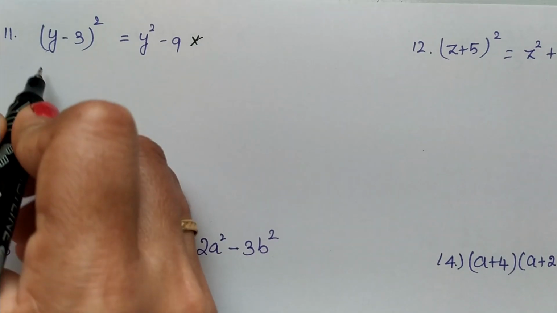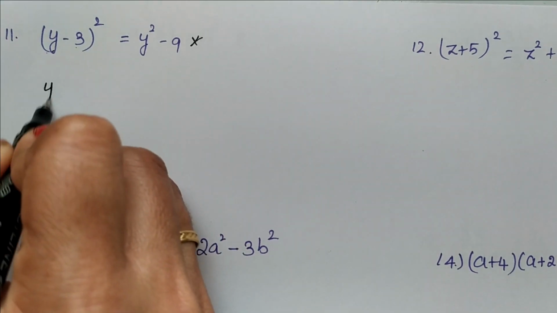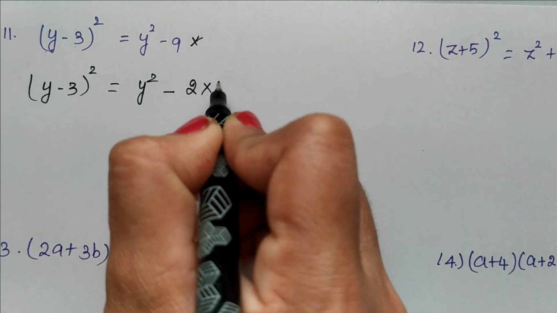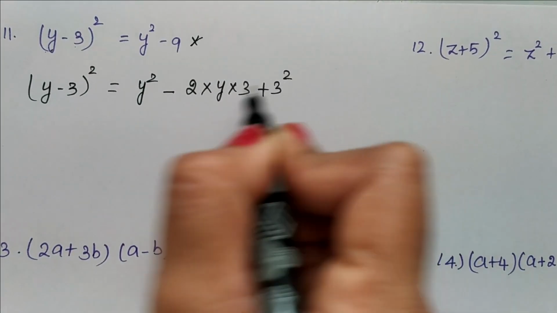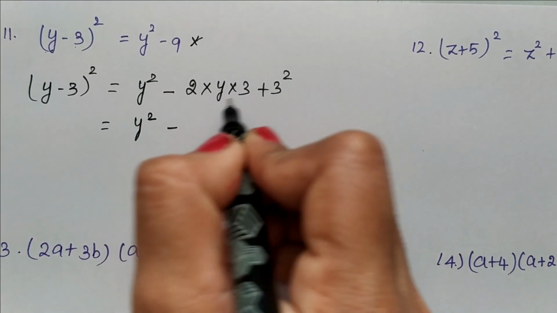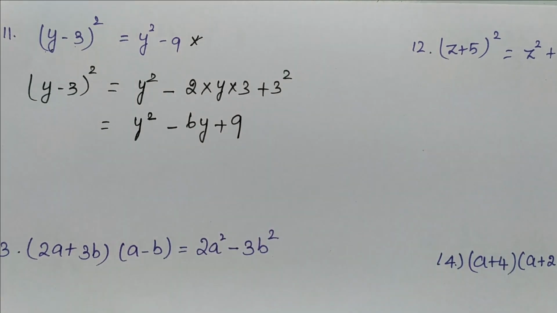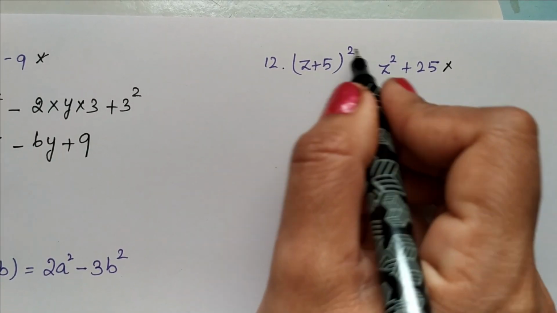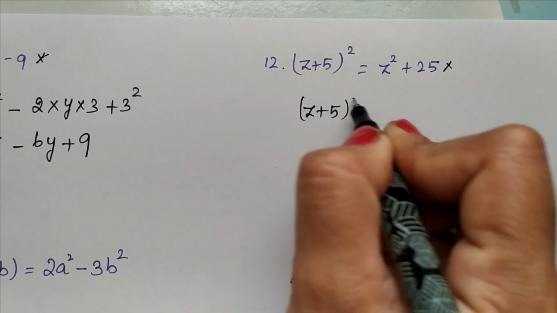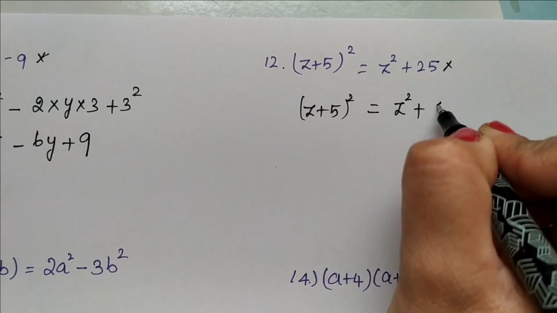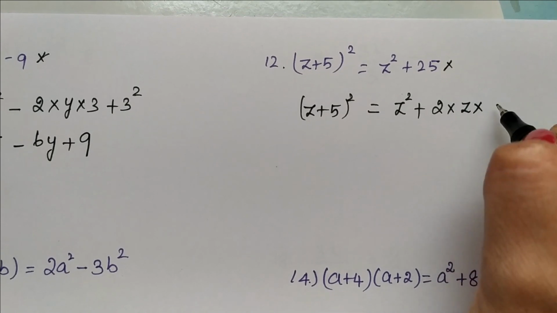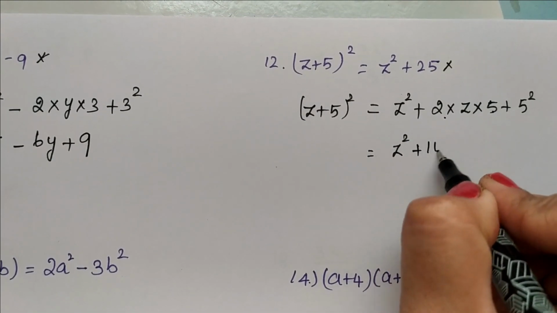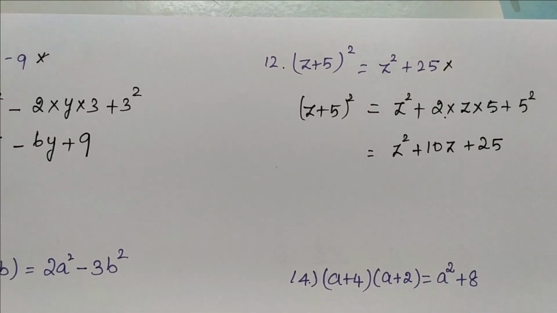And next is y minus 3 whole square equal to y square minus 9. So this is wrong. Here we can use a minus b whole square identity. A minus b whole square is a square minus 2 into a into b plus b square. So a square is y square minus 2 3s are 6y plus 9. Again z minus 5 the whole square. So this is wrong. We can use a plus b the whole square identity. A plus b whole square is a square plus 2 into a is z and b is 5 plus b square is 5 square. Z square 2 into 5 is 10, 10z plus 5 square is 25.